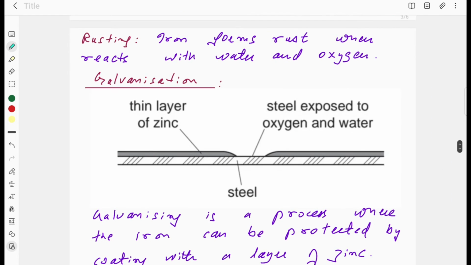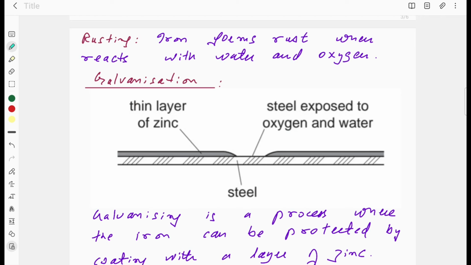Now rusting. Iron forms rust when it reacts with water and oxygen. And here I am discussing some methods to overcome this problem of rusting.